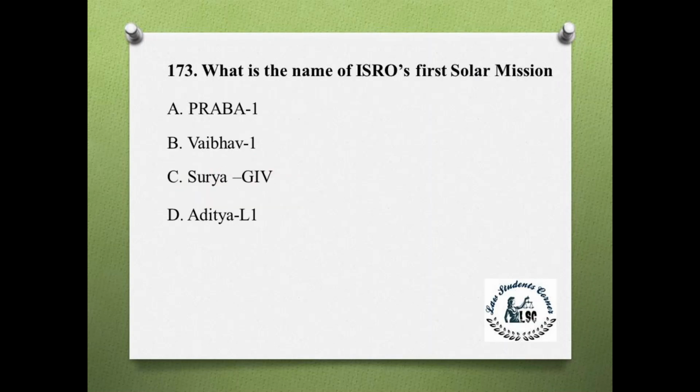Question number 173. What is the name of ISRO's first solar mission? Option A Prabha 1, Option B Vaibhav 1, Option C Surya G4, Option D Aditya L1. Correct answer is Option D Aditya L1.